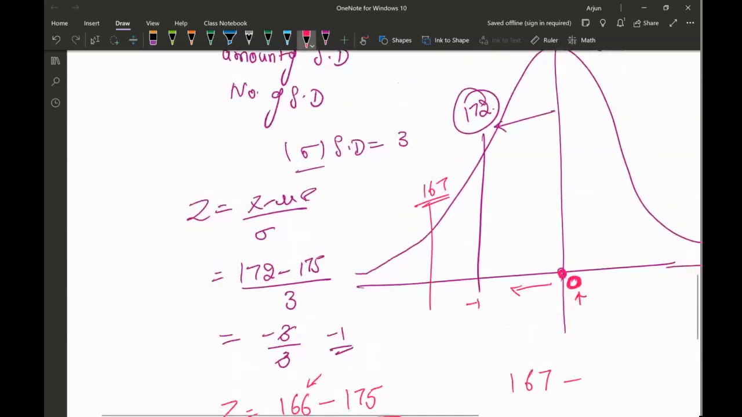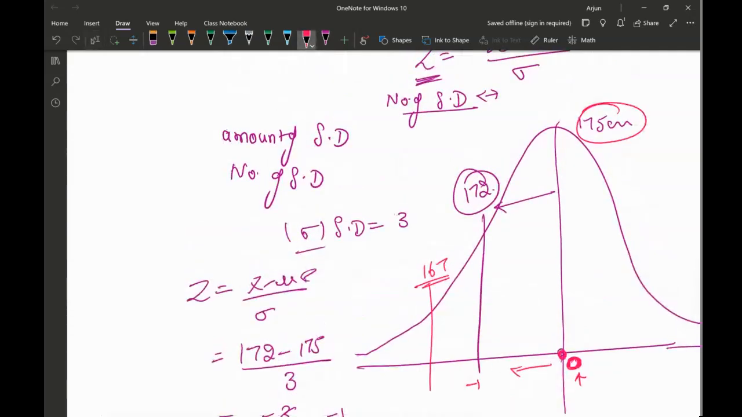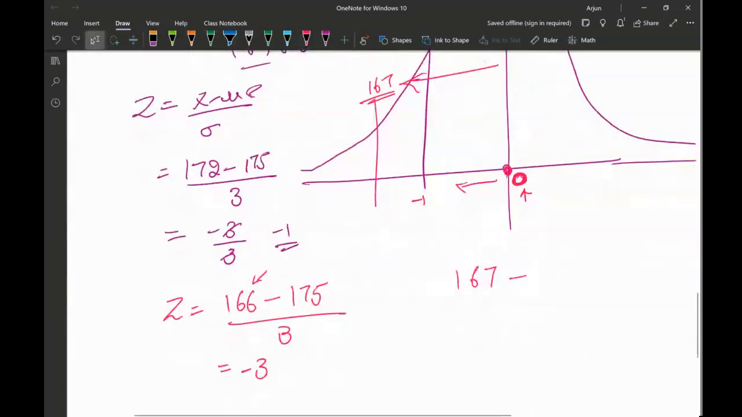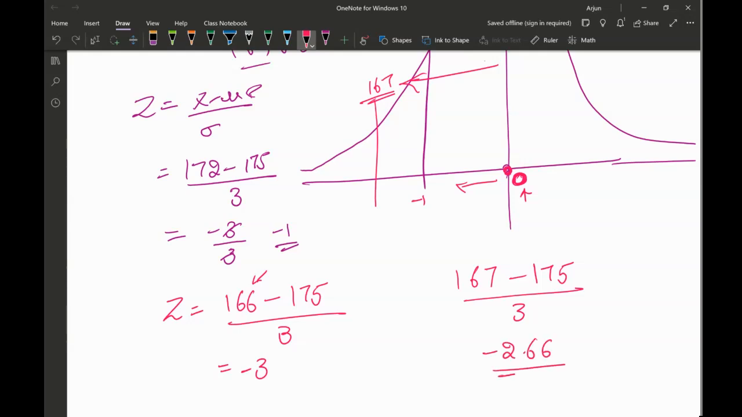Again, why did I write 167 to the left? Because the mean value is 175, so this value will be to the left of that. So 167 minus 175, divided by 3, comes out to be negative 2.66.